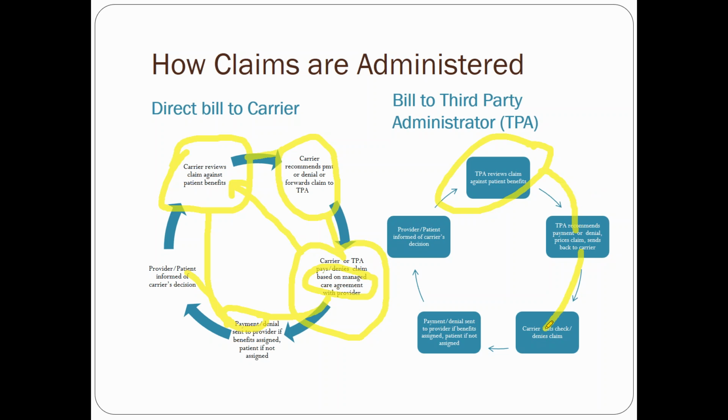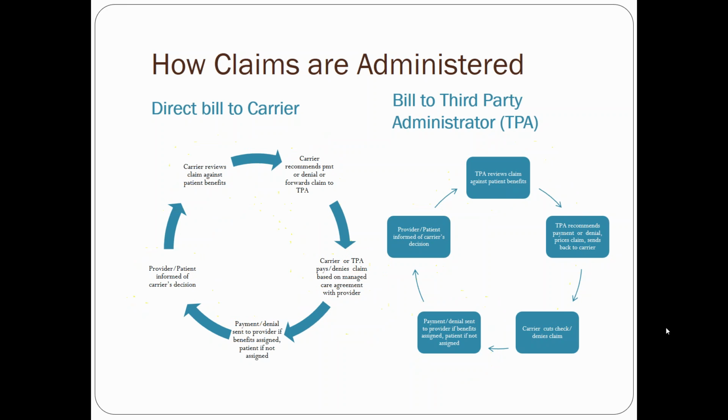The carrier usually cuts the check or denies the claim, and then that payment or denial is sent to the provider if the benefits are assigned, patient if not assigned, and then just as if it's a direct bill to the carrier, the patient and the provider are informed of the carrier's decision. Okay? That makes sense to everybody? Okay, perfect. Let's move on.